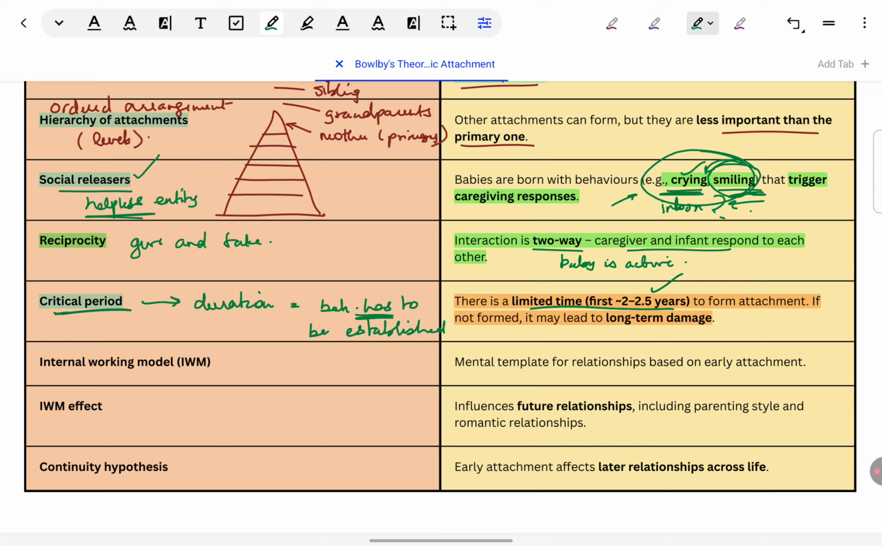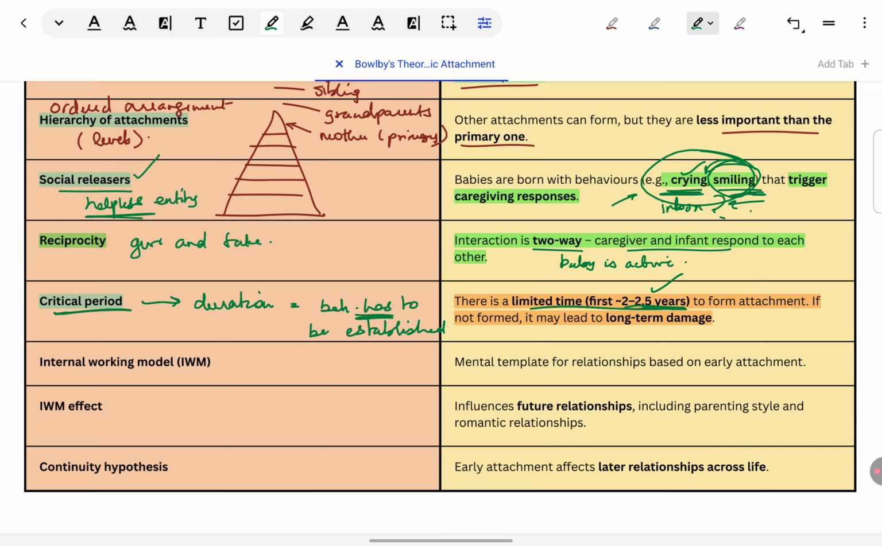Let's think of an example. Let's say the mother is absent for some reason. Unfortunately, the mother has passed away after giving birth to the baby. Or otherwise, the mother has fallen very ill, so she cannot take care of the baby at all. Or for some reason, she has separated and walked off even from the baby. In these cases, the baby is not able to form an attachment with the mother even till they become 2.5 years because the mother is just not available.